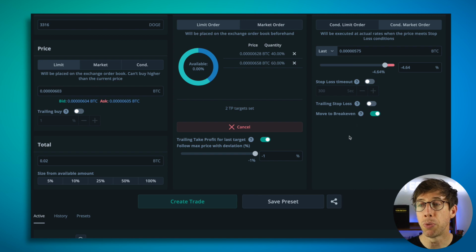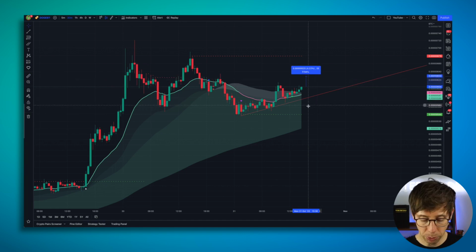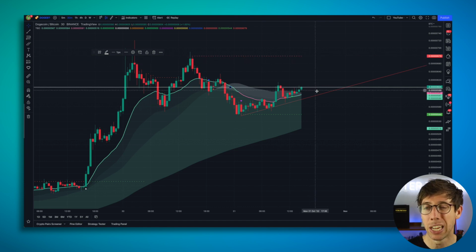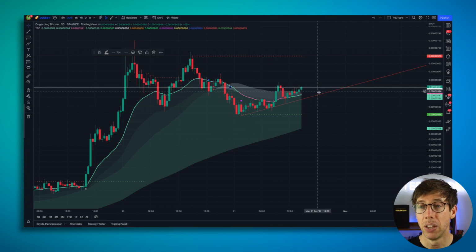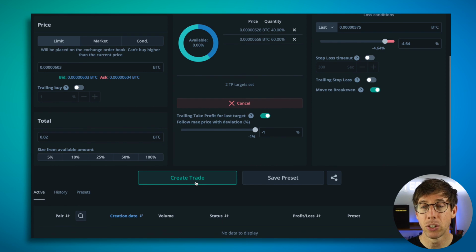I do want to use move to break even because when the price moves up 4%, then where my stop loss currently was, which would be down here, it's going to automatically be moved up to my base order position. So when the price continues to move up, if it actually can't, it's going to fall down and I'm going to get stopped out in profit. So I'm happy with this trade. I'm going to go ahead and hit create trade.